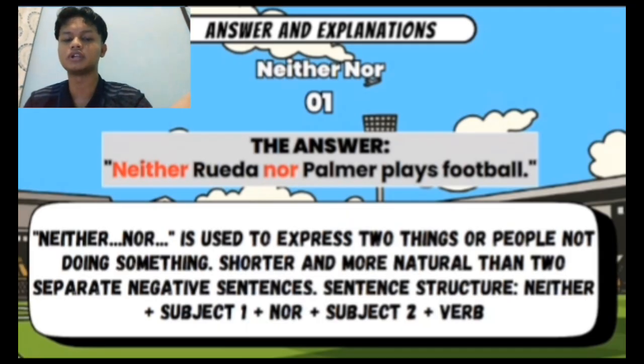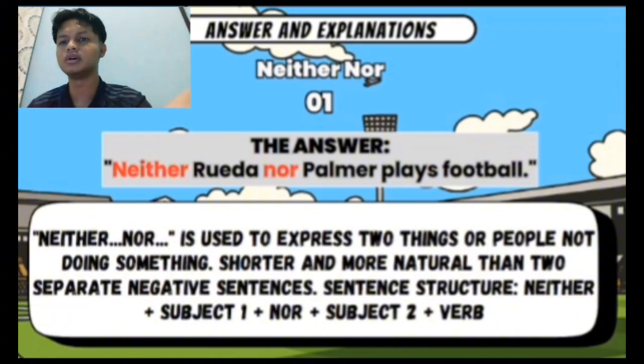The function of neither nor is to express that two things or two people do not do something. This is a shorter and more natural way than saying two negative sentences. The structure is neither plus subject 1 plus nor plus subject 2 plus verb. Subject 1 is Rueda, subject 2 is Palmer, and the verb is plays.